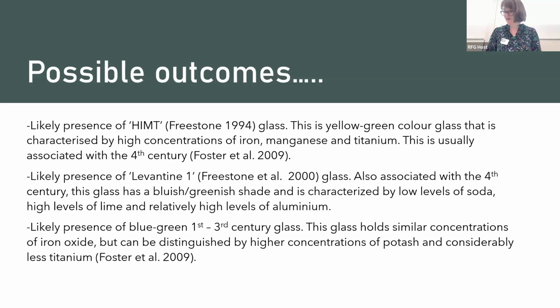Additionally, analysis might indicate the presence of blue-green glass from the 1st to 3rd centuries. I'll give you a reward if you spot any of that in some of my earlier slides, which is distinguishable by similar iron oxide levels, but higher potash and significantly lower titanium concentrations. These potential findings would contribute to understanding of chronological patterns, trade networks, and technological developments in glass production.